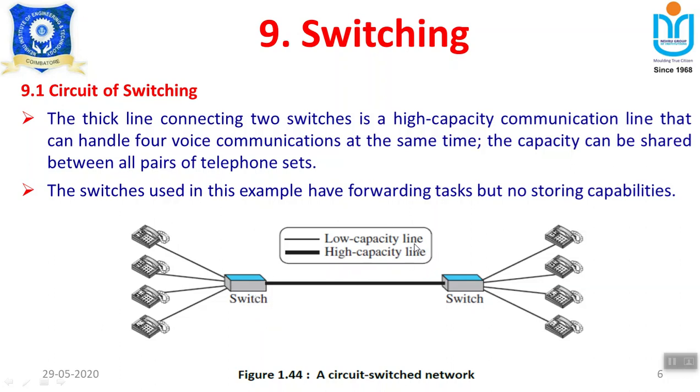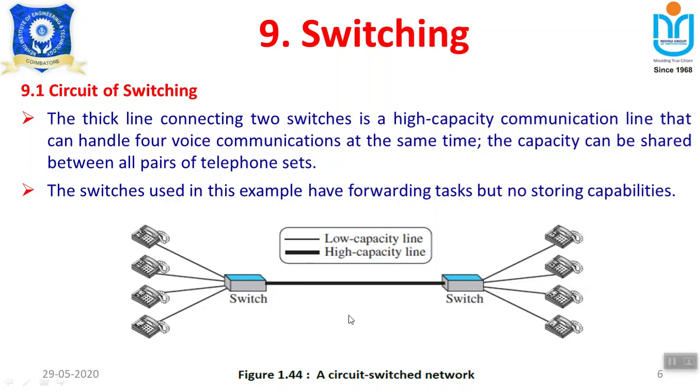So what is the meaning of low capacity line? For example, a maximum of 4 connections is possible simultaneously at a particular period of time, but only one connection is being used. That is, this first telephone is establishing a communication with this telephone. The remaining 3 connection capacities will be underutilized. That is the drawback of this one.